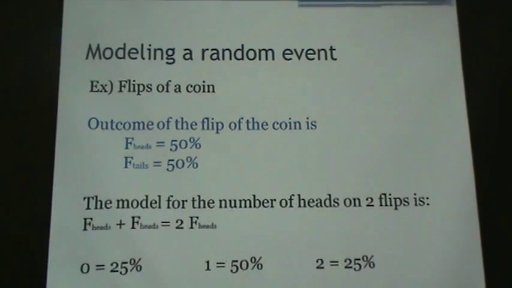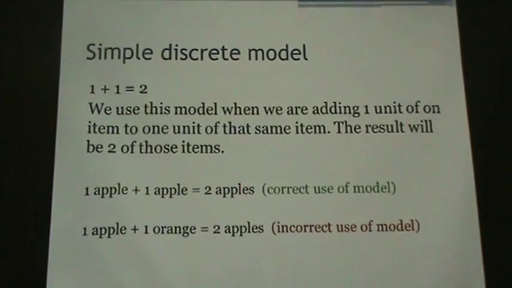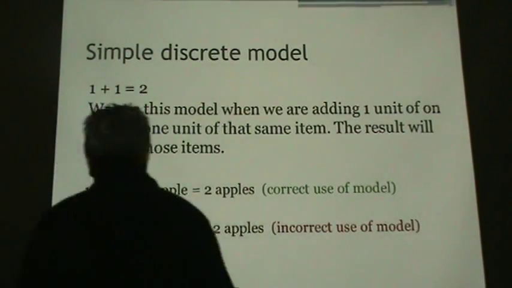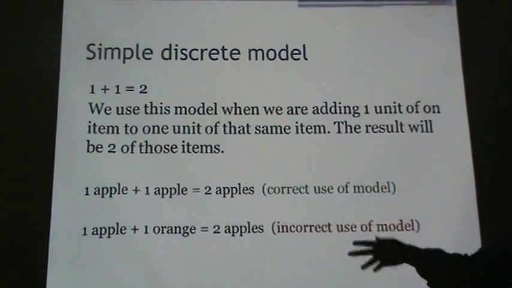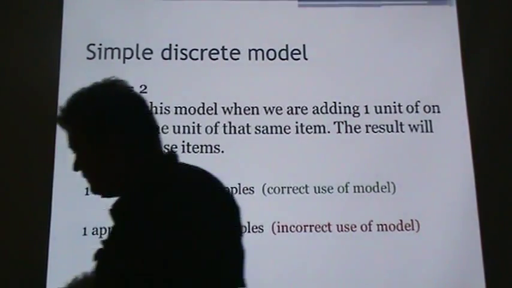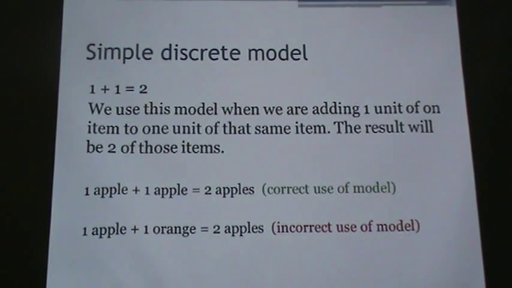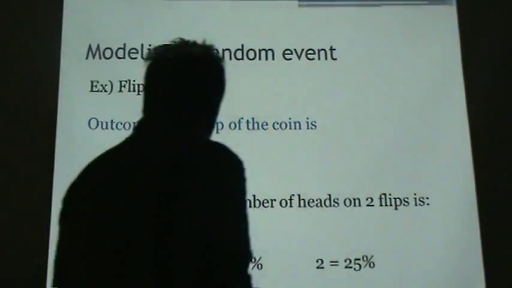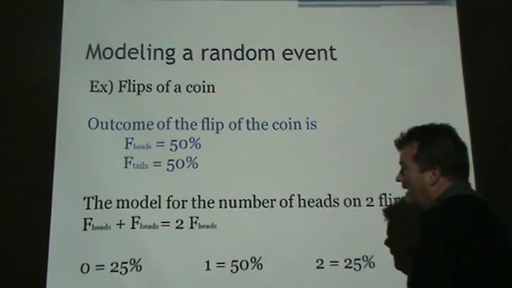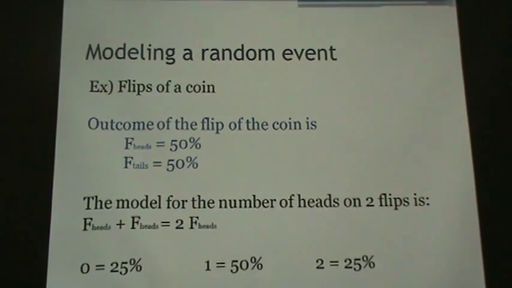Models that are discrete, just adding two numbers together, are probably not very interesting, and you probably just do those. You wouldn't even have to write out a model for how to do that. Where modeling starts to get interesting is when there's a random event involved. So for example, if we wanted to model what happens when you flip a coin twice.